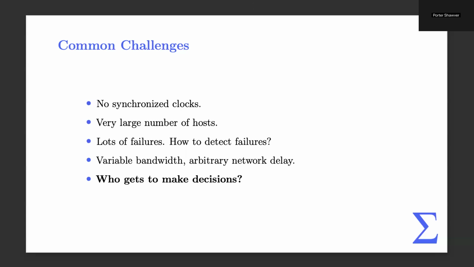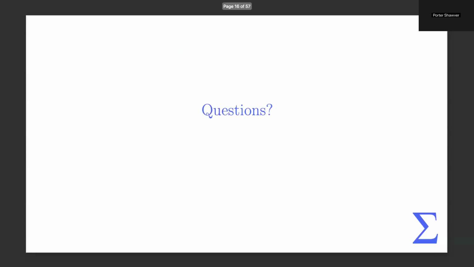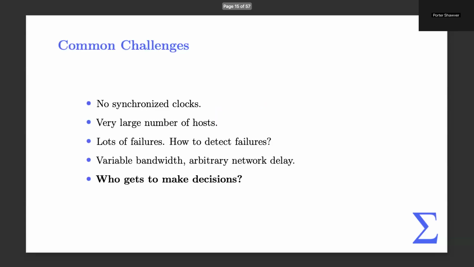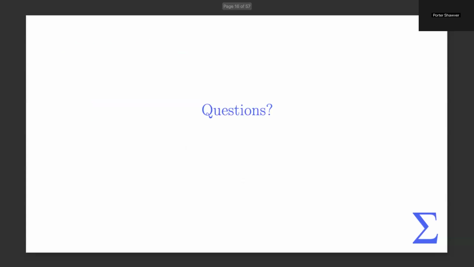What we're going to be talking about today is who gets to make decisions in distributed systems. If you have a network of many computers, sometimes it's useful to have one specially designated node that gets to make decisions. Does anybody have any questions so far?